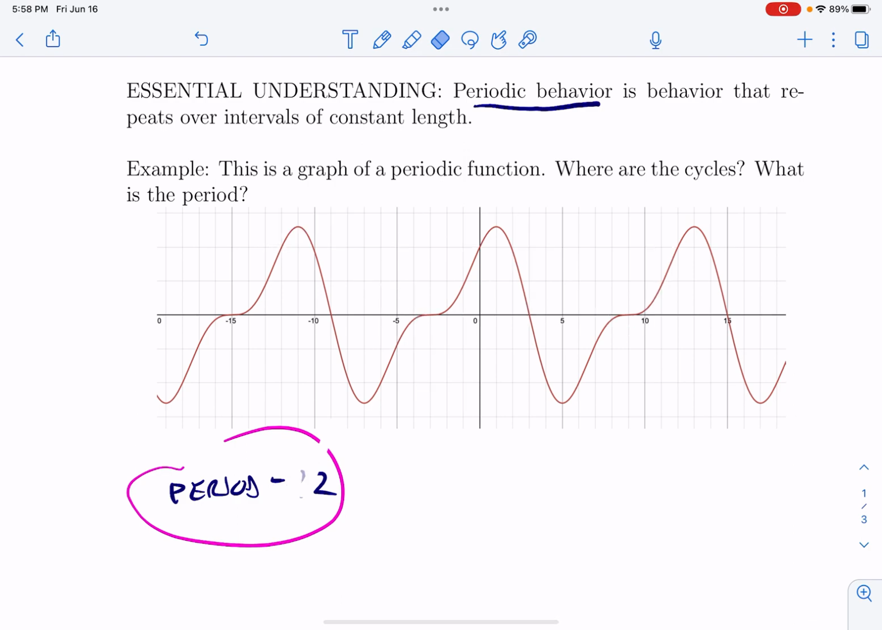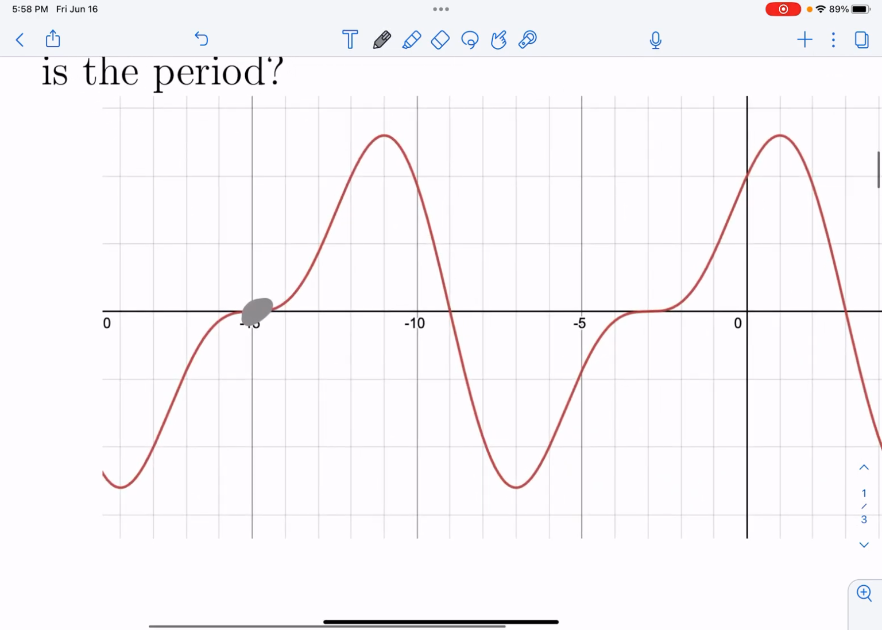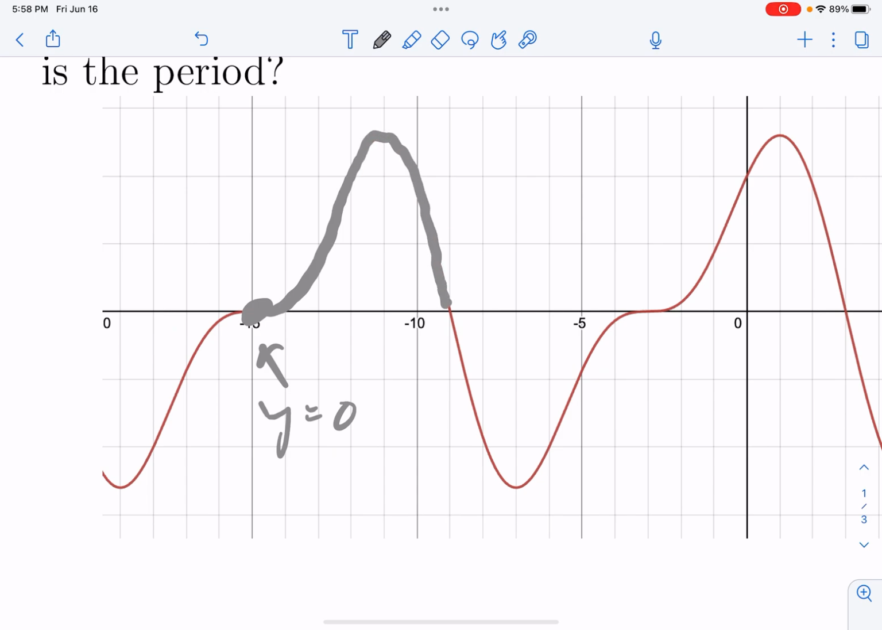Because suppose we did kind of what I did before, and I started there. So I could follow this graph. Right here, we're at y equals 0. If I follow the graph, here I get back to y equals 0. So if I'm not careful, I could say, oh, it's repeating. I used to have y equals 0 here. I now have y equals 0 again.